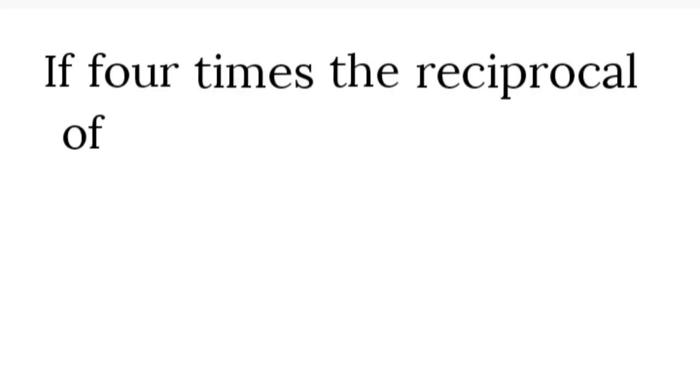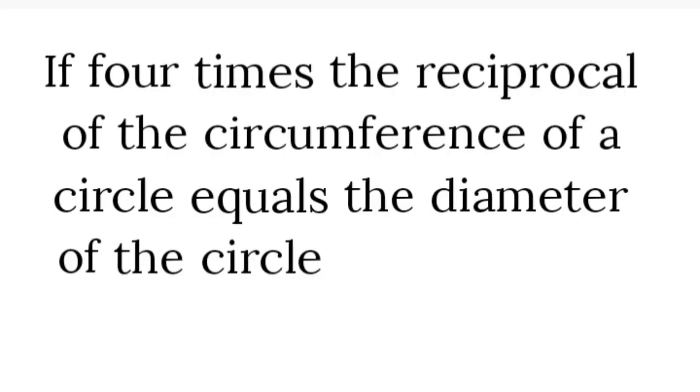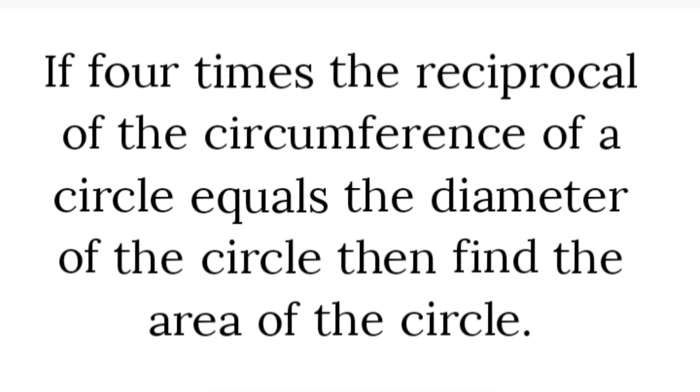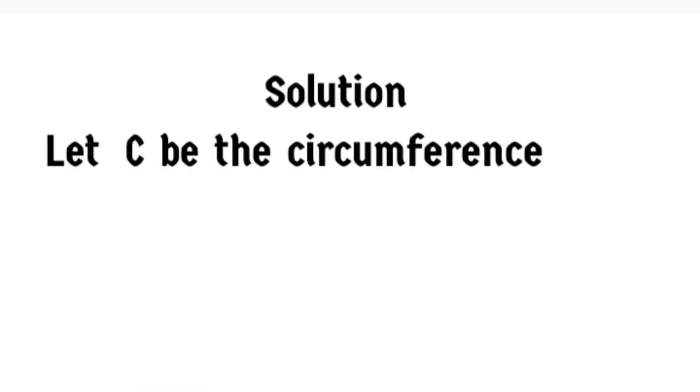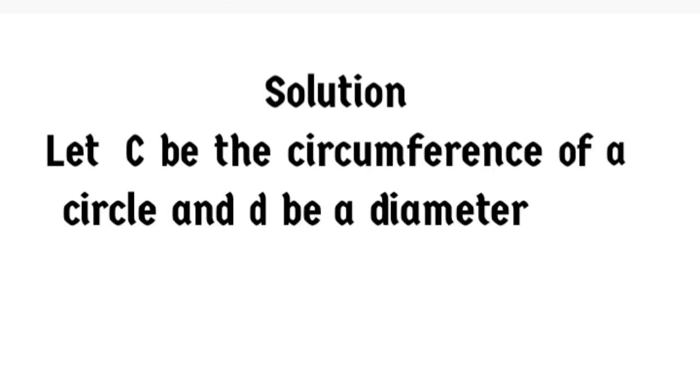4 times the reciprocal of the circumference of a circle equals the diameter of the circle. Then find the area of the circle. Solution. Let C be the circumference of a circle and D be a diameter of a circle.